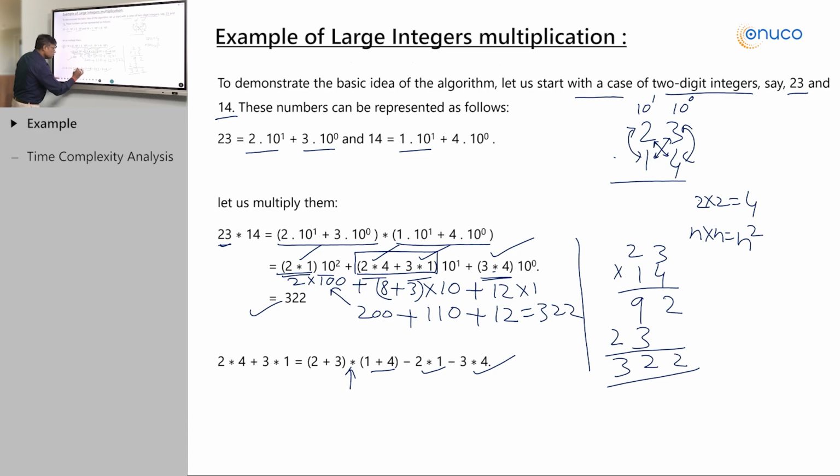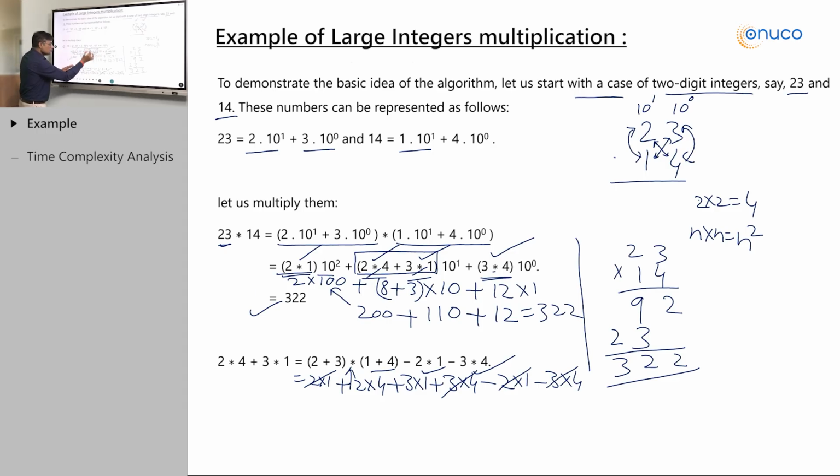It will give you 2 into 1, plus 2 into 4, plus 3 into 1, plus 3 into 4. Out of this, you are going to subtract 2 into 1 and 3 into 4. So we have some common terms. 2 into 1 cancels. So what are you getting? 2 into 4 and 3 into 1. We are getting the same multiplication.